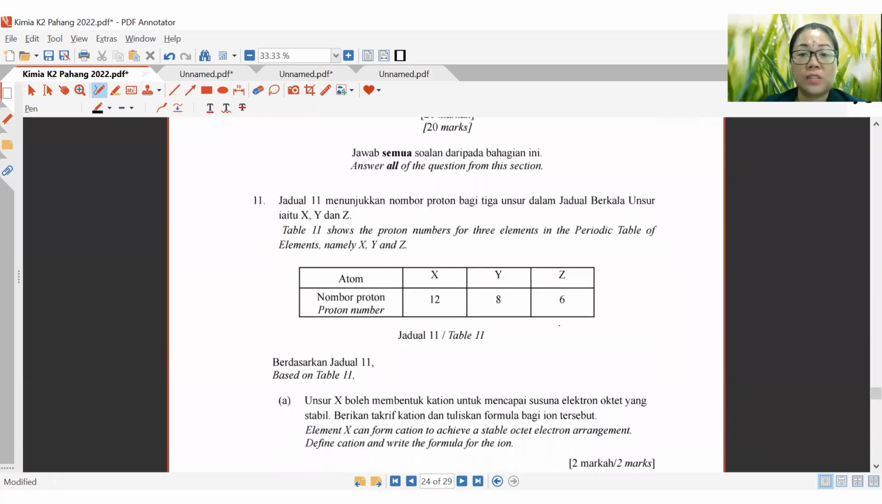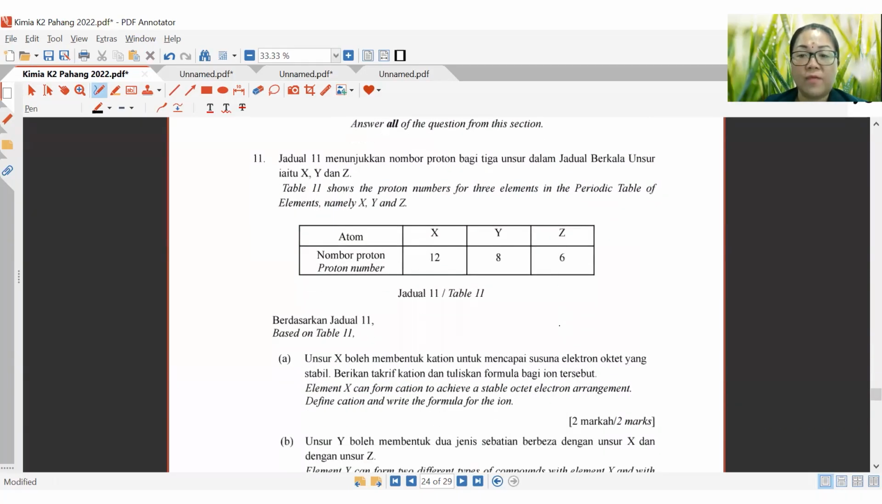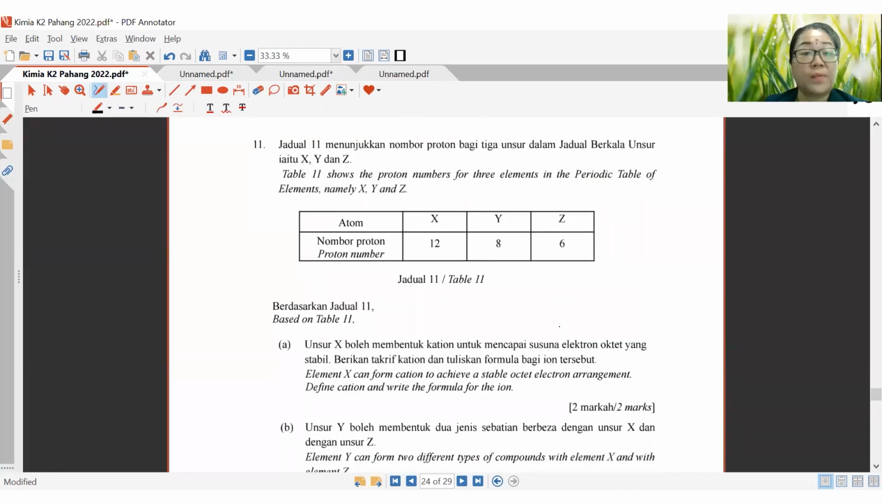Now we're going into section C, which is question 11. And from the look of question 11, you've got periodic table of elements. You should be smiling if you have this type of question in the stimulus part. Okay, section C used to be a section whereby students are allowed to choose between 2 or 1, but now they have made it a compulsory question whereby students must answer this question.